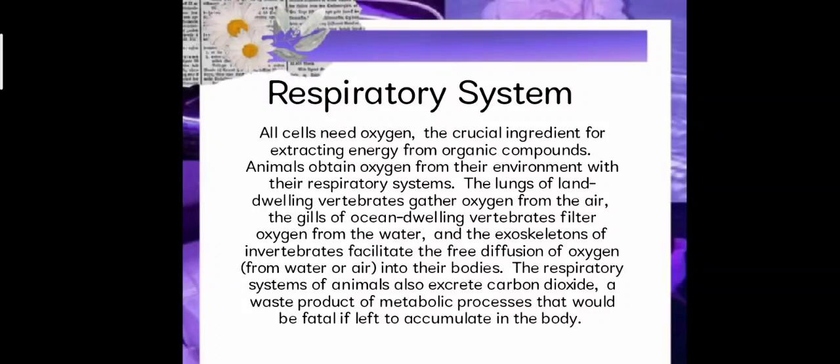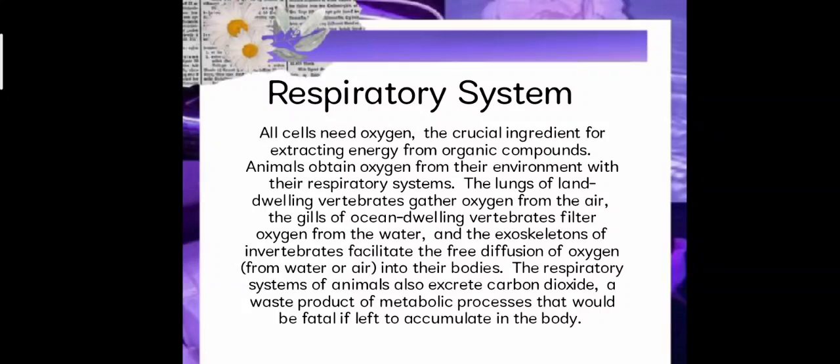Animals obtain oxygen from their environment with their respiratory systems. The lungs of land-dwelling vertebrates gather oxygen from the air. The gills of ocean-dwelling vertebrates filter oxygen from the water, and the exoskeleton of invertebrates facilitates the free diffusion of oxygen from water or air into their bodies.